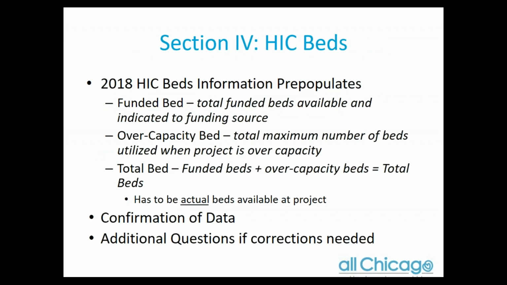Section 4 is regarding your HIC beds. So this is a section where we have divided out what is the total number of funded beds available at your program. And this is a number that you would indicate to your funding source. So if you let us know maybe in 2018 you had a total of 40 beds, but in reality you're only required to report out to, let's say, your rapid rehousing ESG that you only have 30 beds, you would indicate here the 30, and then you would indicate the 10 as an overcapacity bed. That way we can take the funded plus the overcapacity to equal the total number of beds. Your total number of beds has to be the actual beds available at your program, so please make sure that you do account for that.